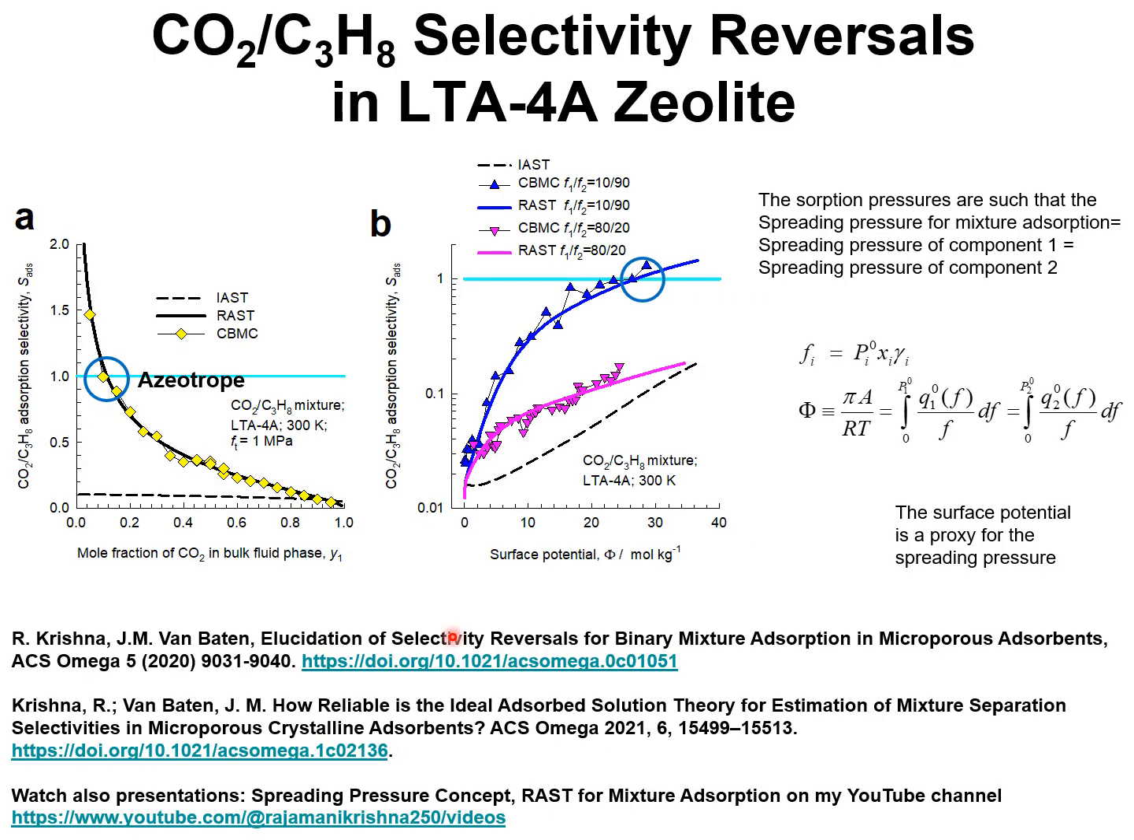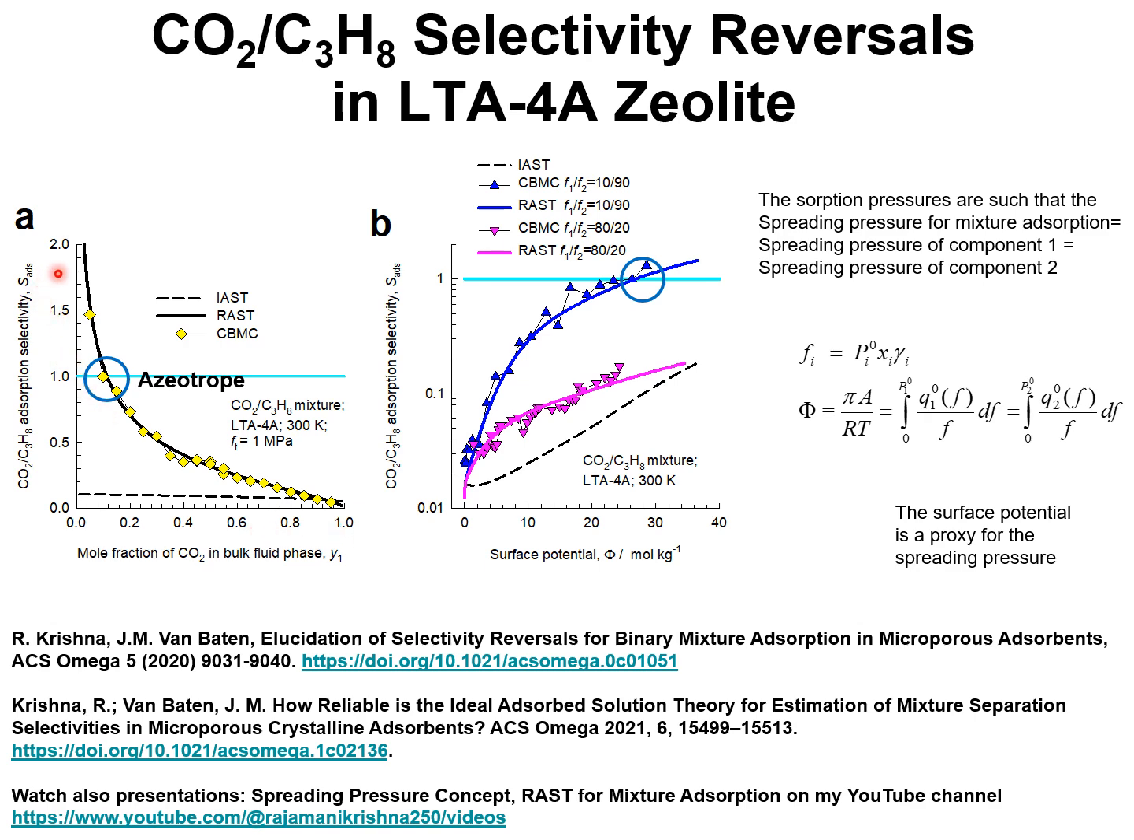To quantify thermodynamic non-ideality effects for CO2 propane mixture adsorption in LTA-4A zeolite, 3 different molecular simulation campaigns were undertaken. In the first campaign, the total fugacity of the mixture was maintained at 1 megapascals and a temperature of 300 Kelvin, and the mole fraction of CO2 in the bulk fluid phase mixture was varied from 0 to unity.